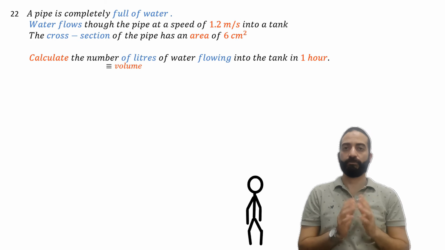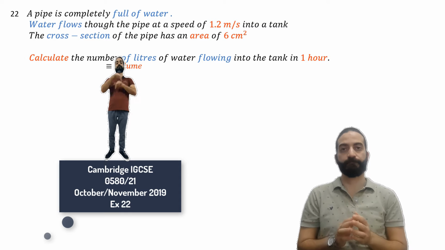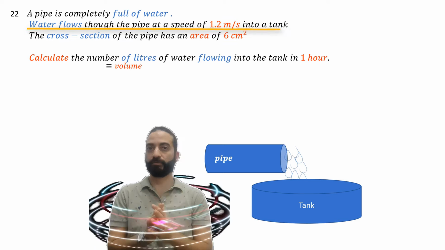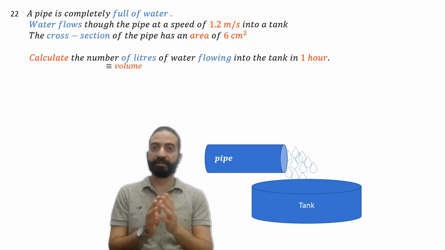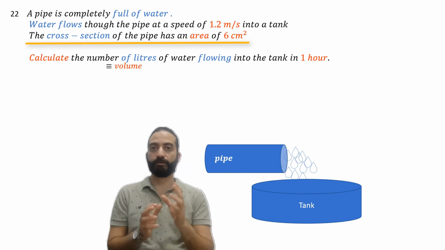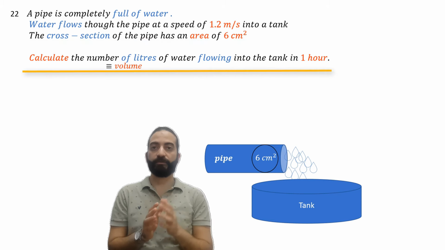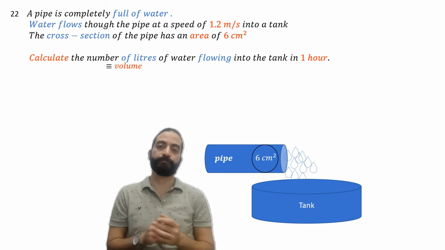Hello everyone. We'll start by solving question 22 of the Cambridge IGCSE 2019 exam. A pipe is completely full of water. Water flows through the pipe at a speed of 1.2 meters per second into a tank. The cross section of the pipe has an area of 6 square centimeters. Calculate the number of liters of water flowing into the tank in 1 hour.